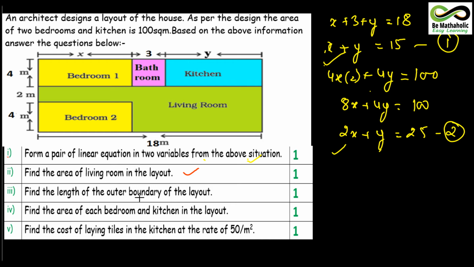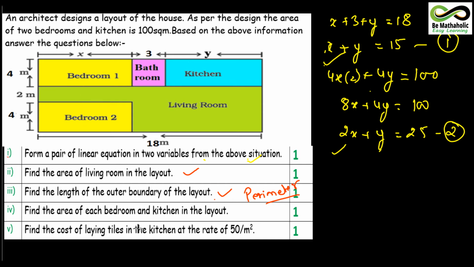Find the length of the outer boundary of the layout. Outer boundary means they are talking about the perimeter. So you know the perimeter of a rectangle, what it is, so you can find out the outer boundary's length. Find the area of each bedroom and kitchen. Now once you have found out x, you can find out the area of each bedroom and kitchen.